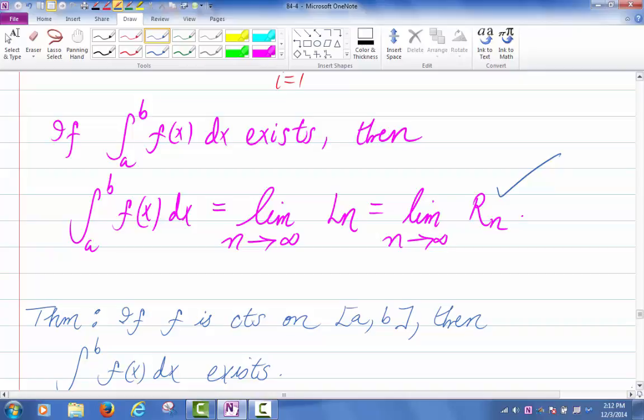Remember, what is Ln or Rn? They are also Riemann sums, but they are special kinds of Riemann sums, where you pick the sample points specifically to be the left and right end points of the subintervals. But sample points could be any points, right? But if you know that the integral exists, then it is enough to compute the limit of the left Riemann sum or the right Riemann sum. Okay, we're going to see an example in a bit.